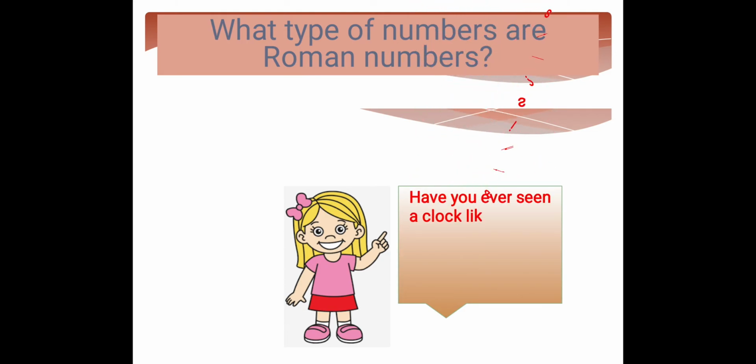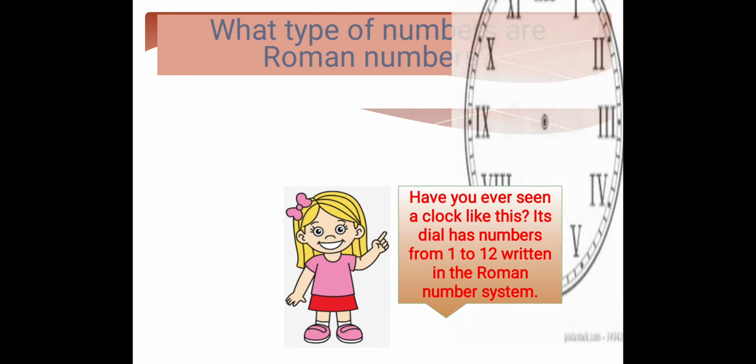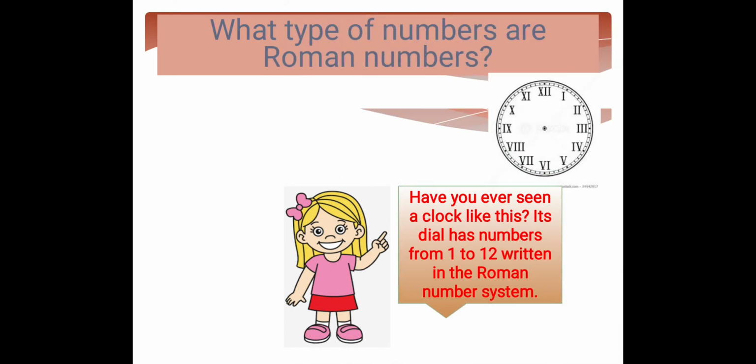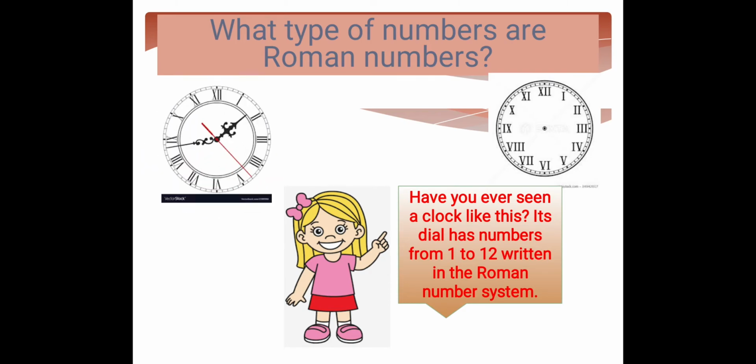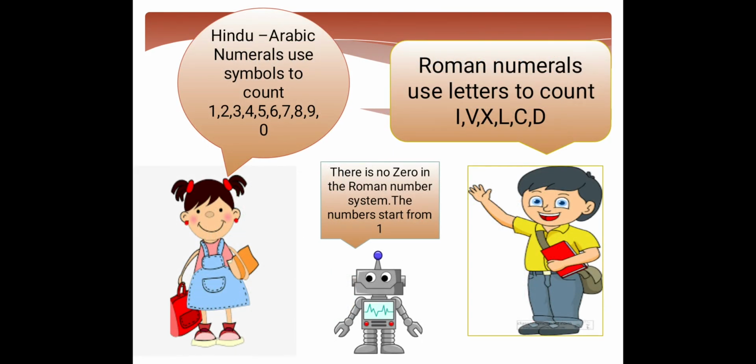Have you ever seen a clock like this? Its dial has numbers from 1 to 12 written in the Roman number system. So there are two types of numbers: Hindu Arabic numbers, where we use 1, 2, 3 as we have been using, which first started in India, and the second, where they use letters. Hindu Arabic numerals use symbols to count, and Roman numbers use letters to count.